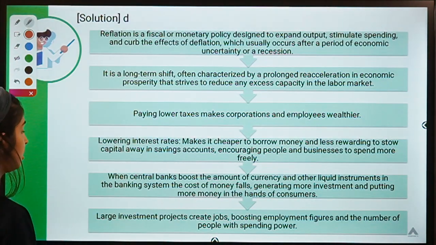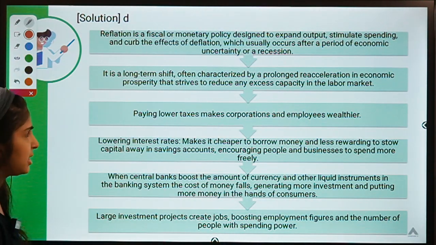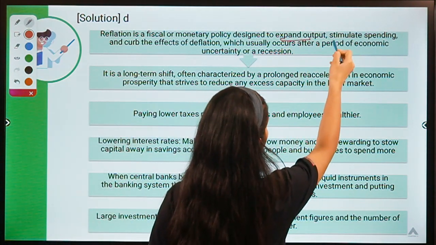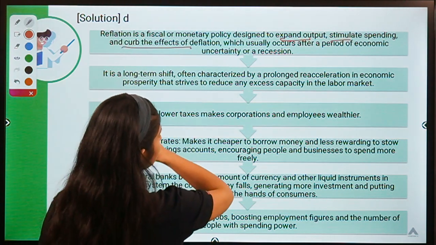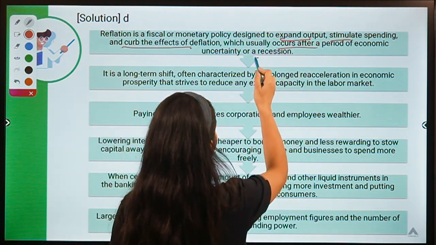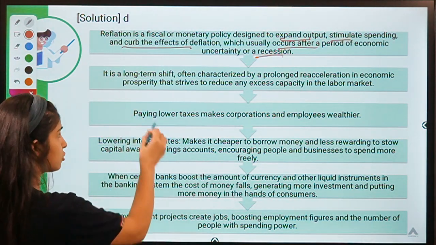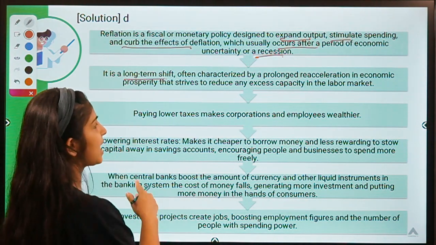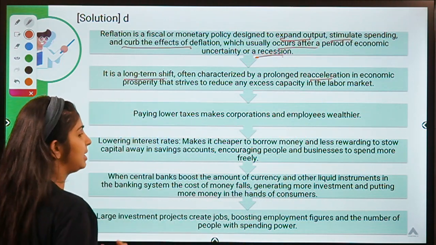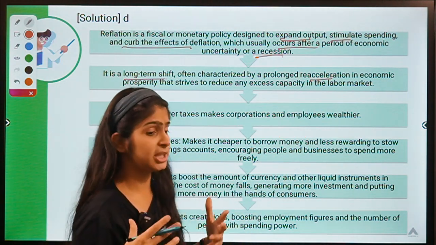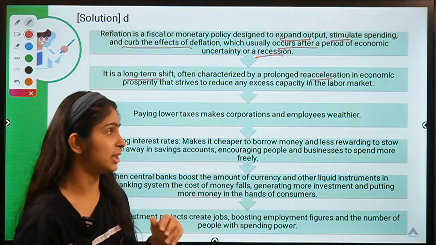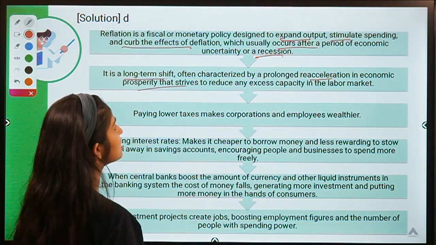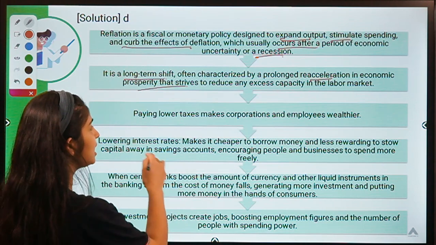Moving ahead to the information about reflation. I think that's a very simple term. Fiscal or monetary policy designed to expand output, stimulate spending and curb the effects of deflation. Deflation usually occurs after a period of economic uncertainty or recession. So it's a long-term shift, obviously, because the government wants to make some long-term changes to the economy, and it is characterized by re-acceleration, for which the government takes many steps, like doing capital expenditure, or trying to lower taxes, basically to infuse liquidity into the market, and to reduce any excess capacity in the labor market.